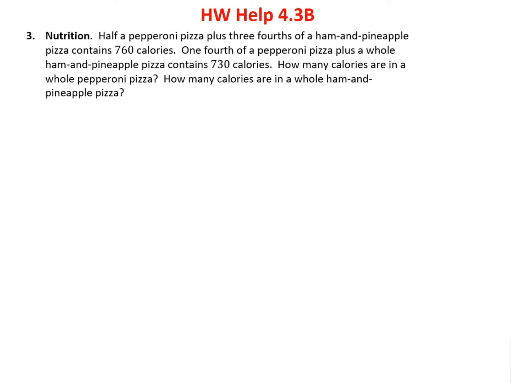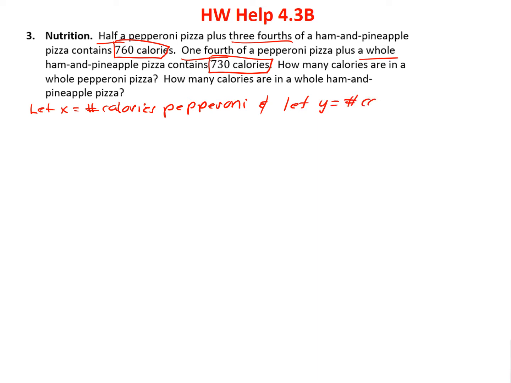It says that half a pepperoni pizza plus 3/4 of a ham and pineapple has 760 calories. 1/4 of a pepperoni and a whole ham and pineapple have 730. How many calories are in each kind of pizza? Well, we set up our variables first. So let x equal the number of calories in the pepperoni, and let y equal the number of calories in the ham and pineapple.